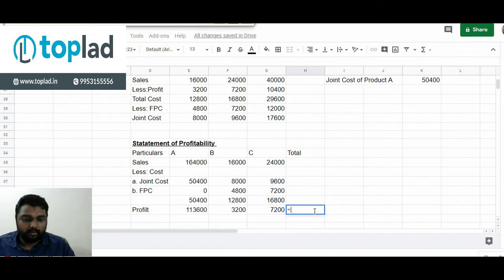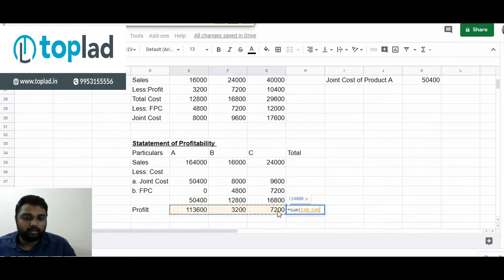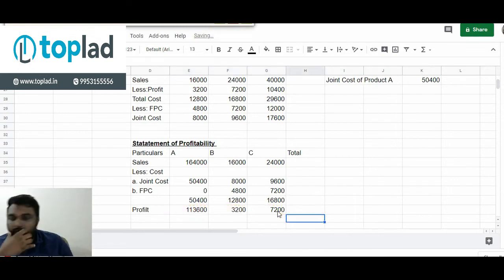Here it will be the sum total of all. We can do the other column also, the total, sum total of all. Lakh and 20. Please copy fast.